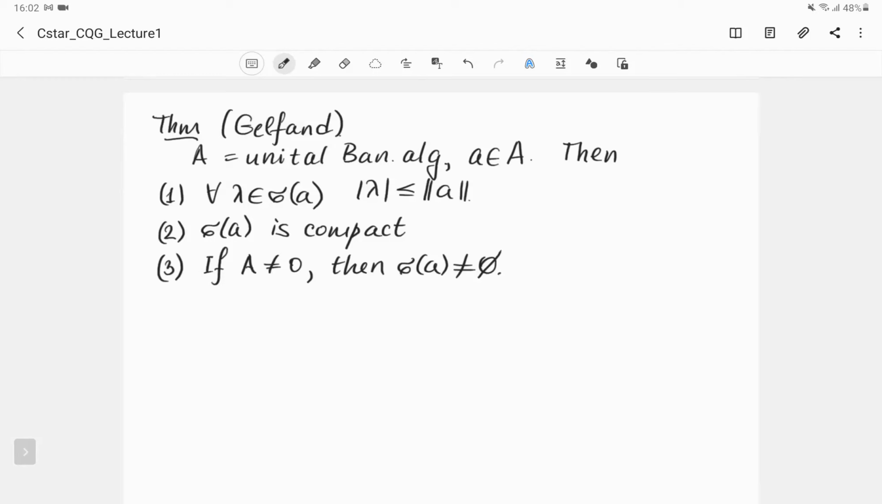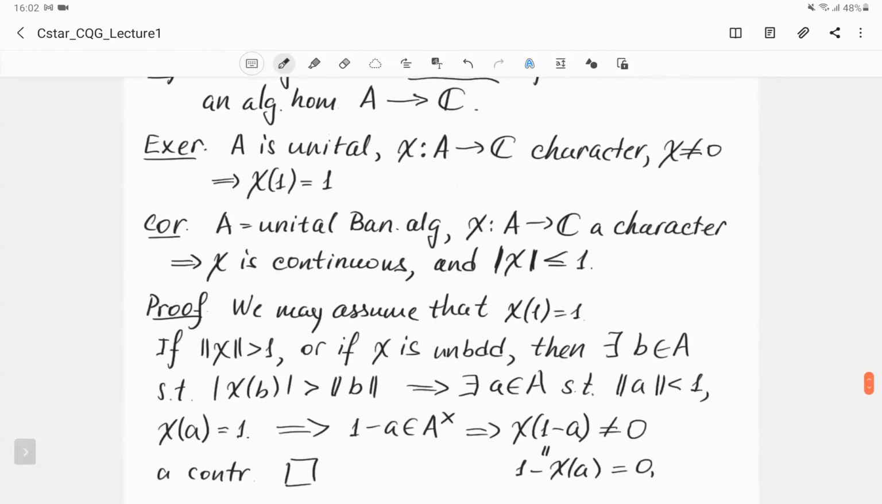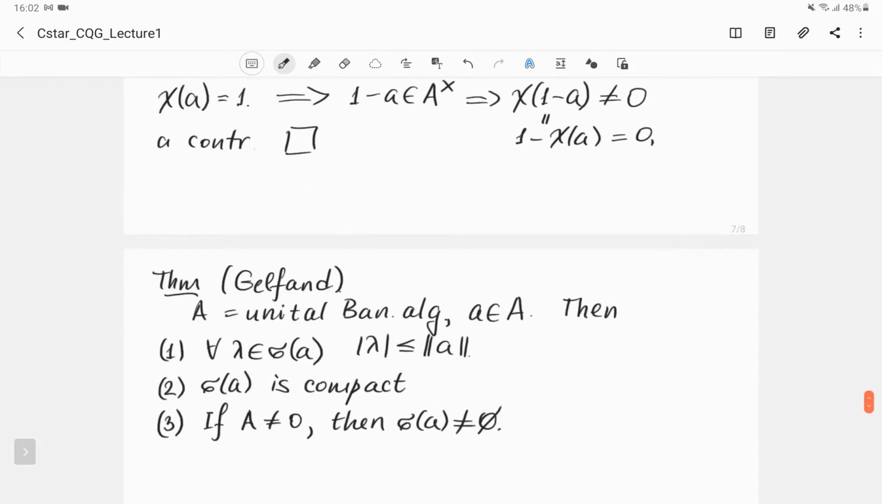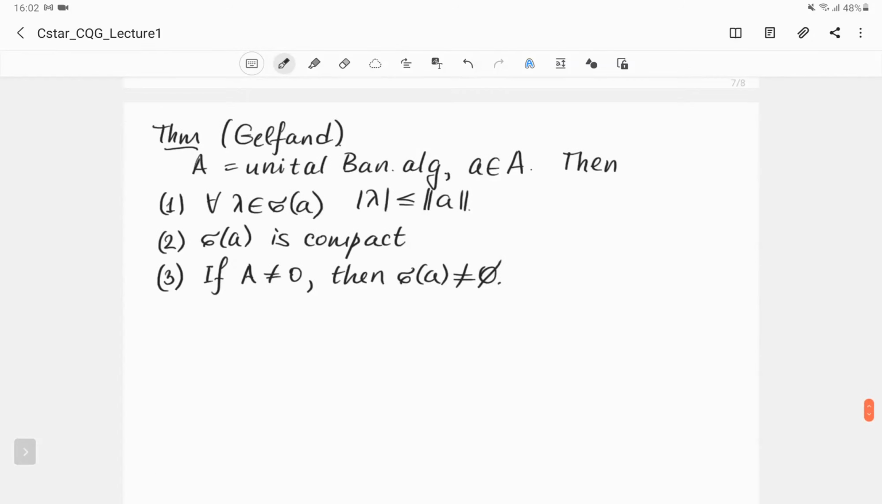In fact, the first and the second parts of this theorem are rather easy. Namely, part 1 follows from our previous result on the multiplicative group. So this implies that the absolute value of each element in the spectrum is bounded by the norm of A. And the second statement of this theorem implies that the spectrum is closed. So the spectrum is both closed and bounded, so it is compact. So this gives us the second part of Gelfand's theorem.